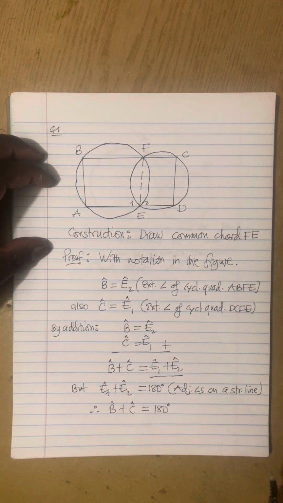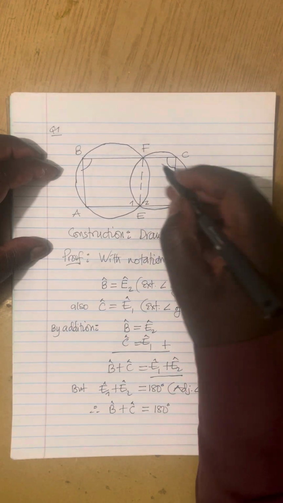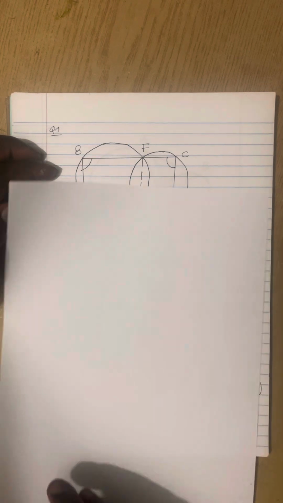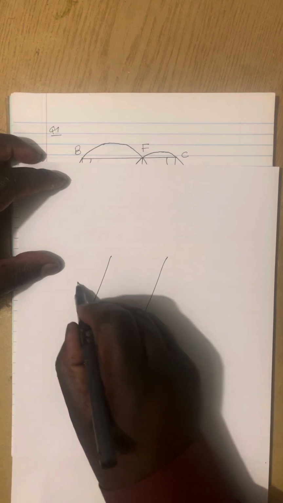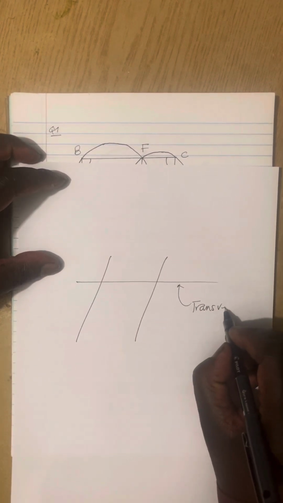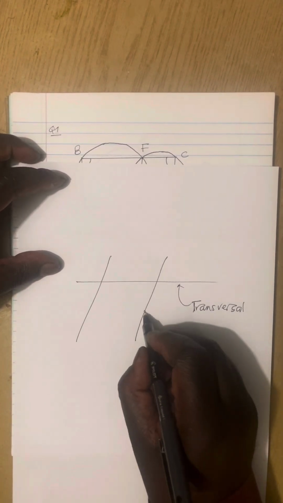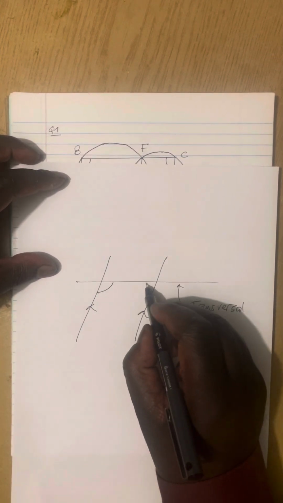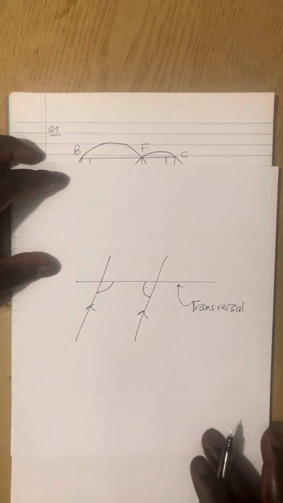Now, there's something important about this, that if these angles add up to 180, what can we say about these lines? Let me take you back to the lower grades. In the lower grades, you were told that if two parallel lines are cut by a transversal, this line is parallel to this line, you were told that co-interior or allied angles are supplementary. In other words, these two angles must add up to 180.